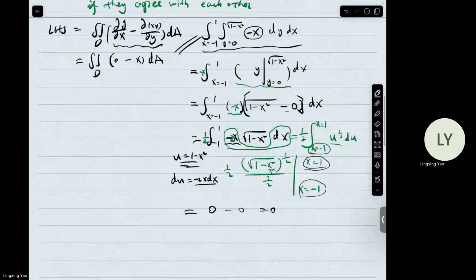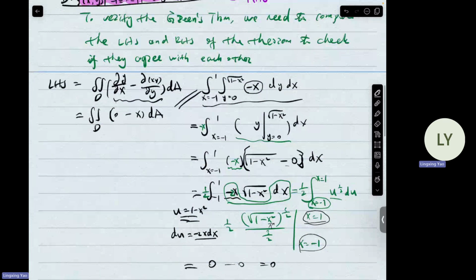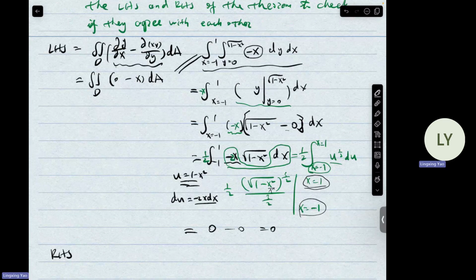Okay, that's interesting. For this particular left hand side, we got a 0. What do we do for the right hand side? As we remember, it is supposed to be the line integral of this vector field, which is x and x times y.